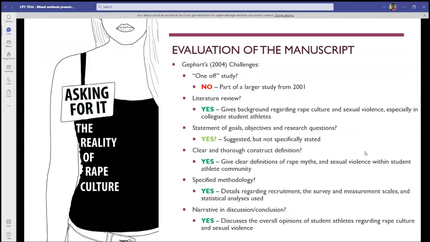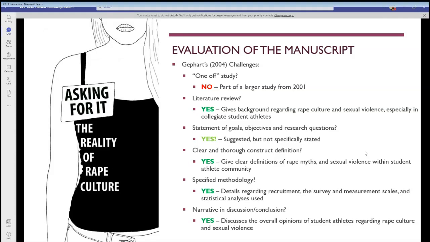So, evaluating this manuscript against Gephardt's challenges, the first one is that this was not a one-off study. This research was part of a larger study in which information about sexual violence and student-athlete culture was collected from male and female sophomore and junior Division I student athletes at a large public university during the 2001-2002 school year, and it was a mixed method study. So this one is a follow-up to that.